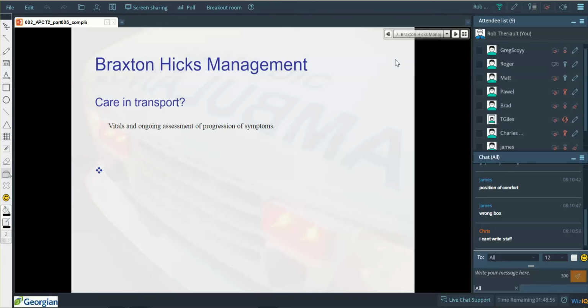What about left lateral position? Is that necessary?